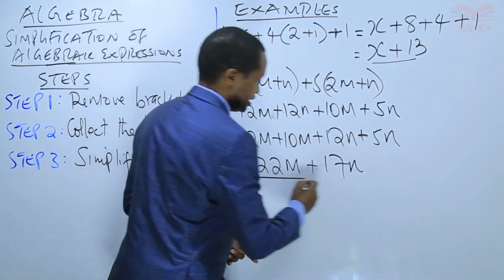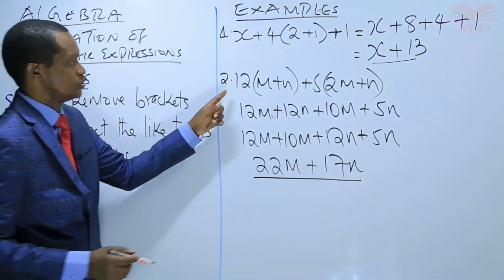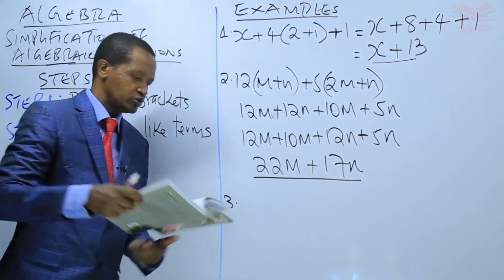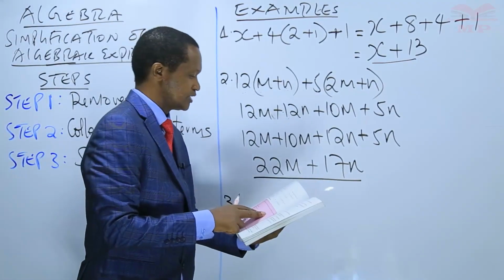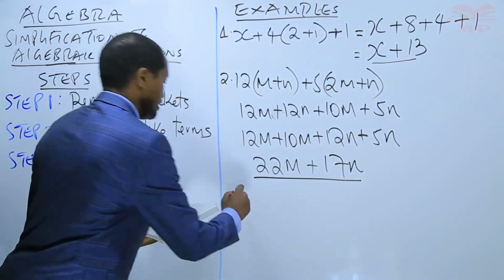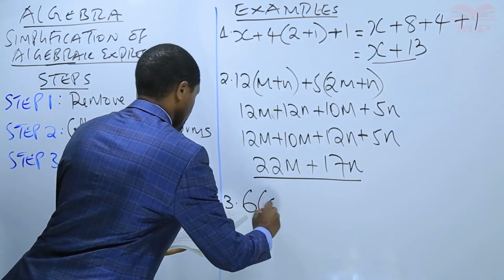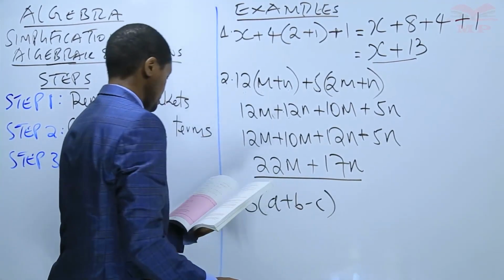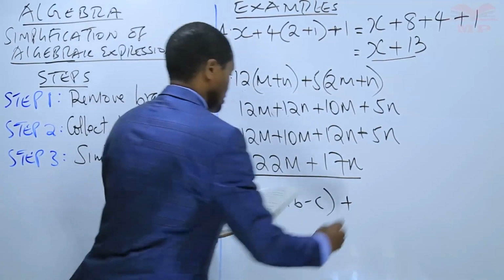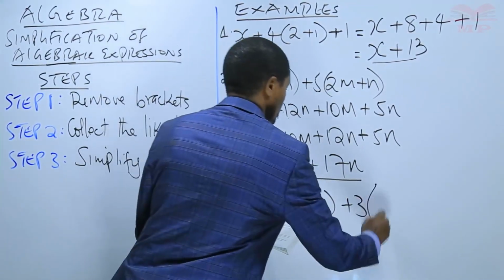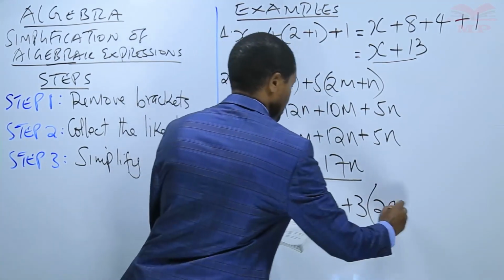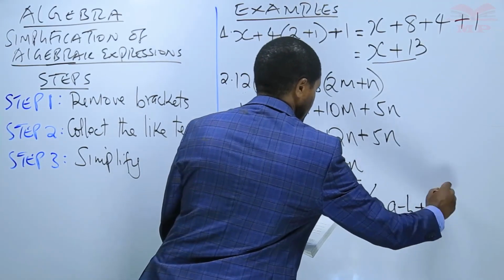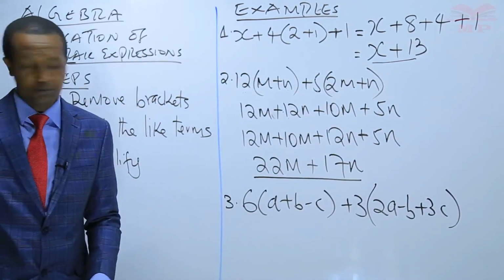So that is the answer to question 2. Moving on to question 3, you can take another example from the pupil's book, exercise 38, question number 3. 6 into a plus b minus c, plus 3 into 2a minus b plus 3c. Step number 1, remove the brackets.